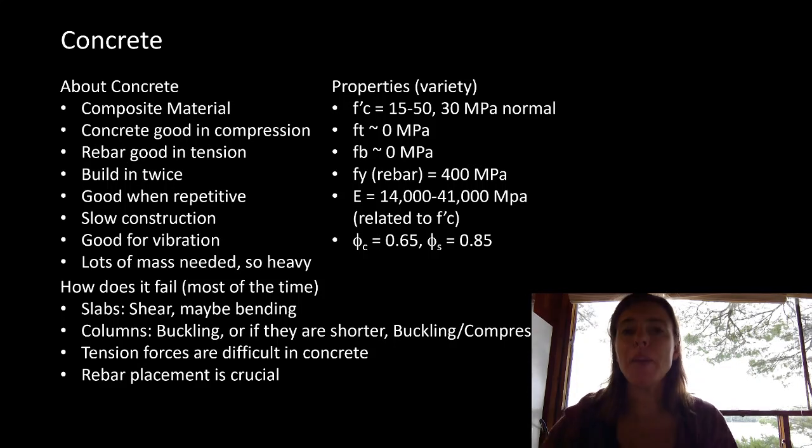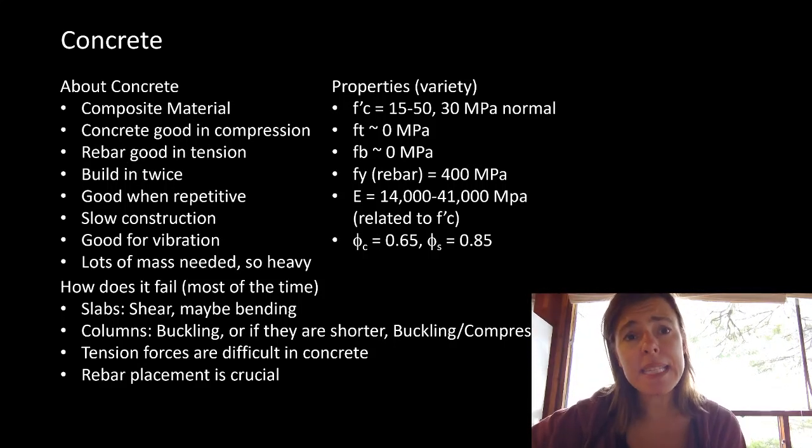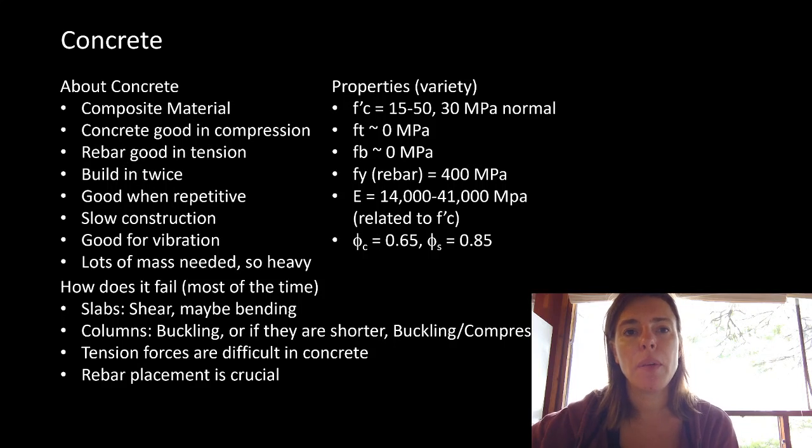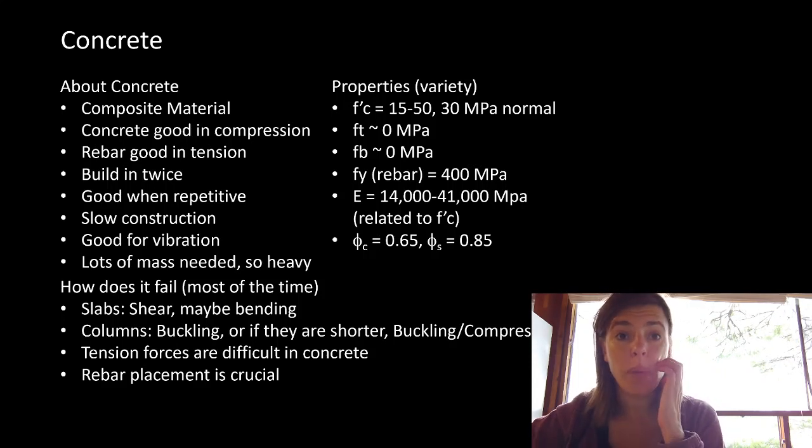So concrete properties depend on how we mix it and how we make it. It can vary from 15 to 50 MPa. Normally we're building around 30 MPa. That's often what's spec'd on the drawings. It might be 25 to 35, but 30 tends to be a pretty good number for what we spec on our drawings. We assume that it has zero capacity in tension. It has a tiny little bit, but it is so inconsequential compared to its compression that we don't account for it. That's why we use the steel.